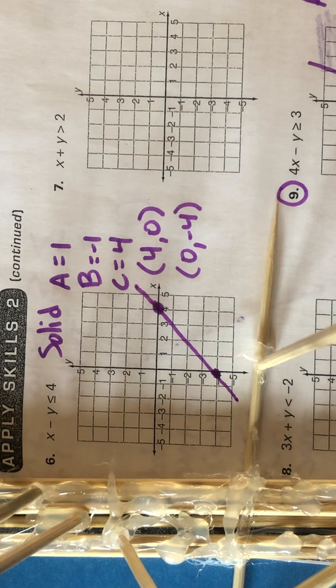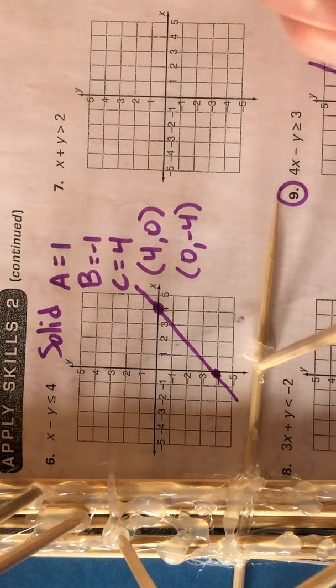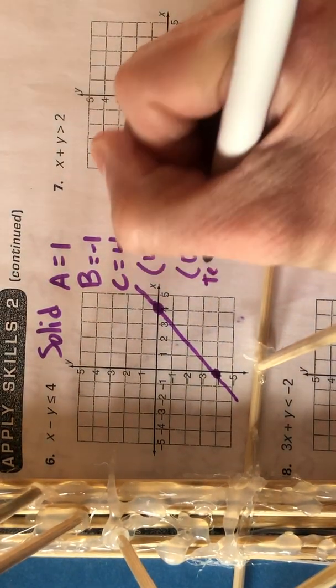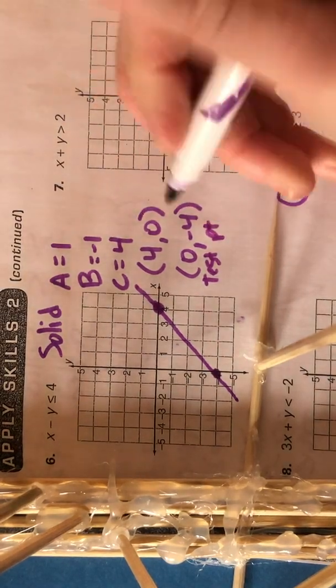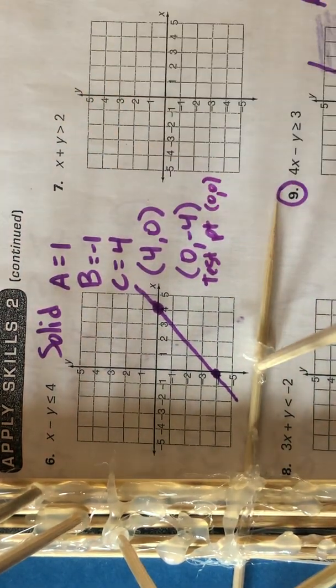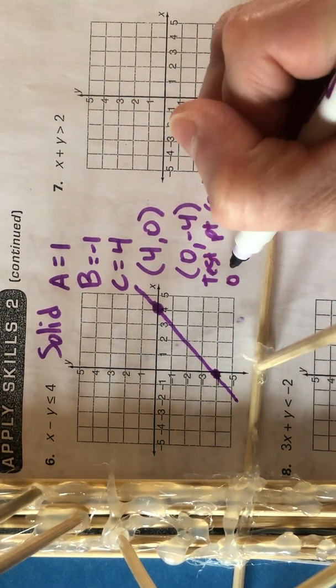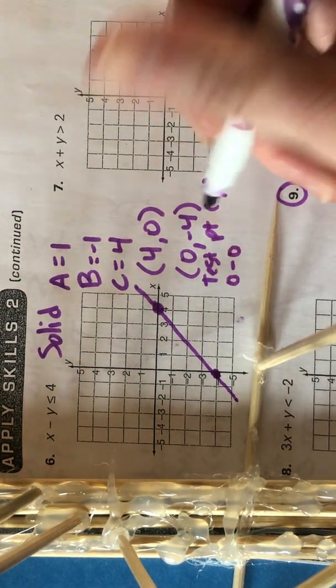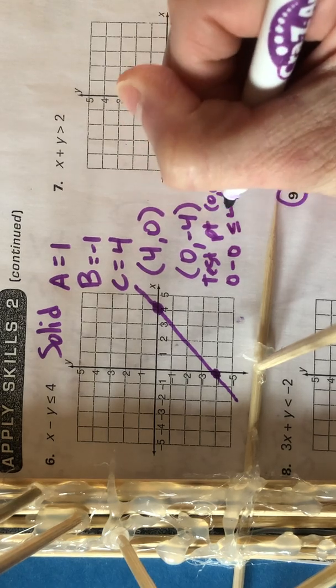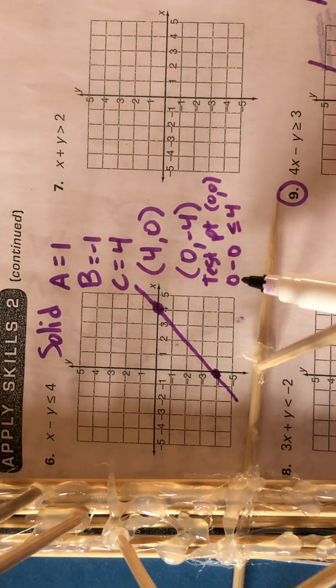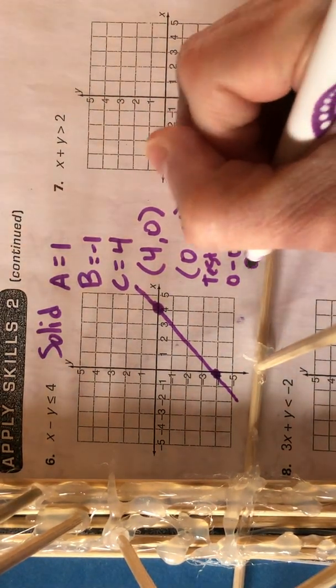So far, so good. So now, just like last time, I'm going to use the origin as a test point to determine where I need to shade. So I'm going to plug in 0 for x. I'm also going to plug in 0 for y. So 0 minus 0 gives me 0.